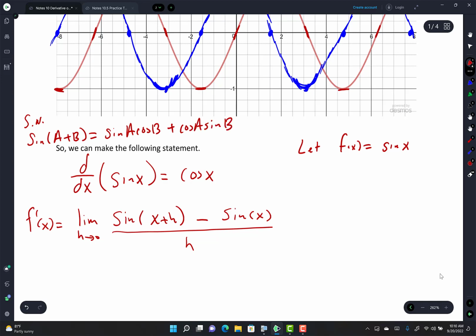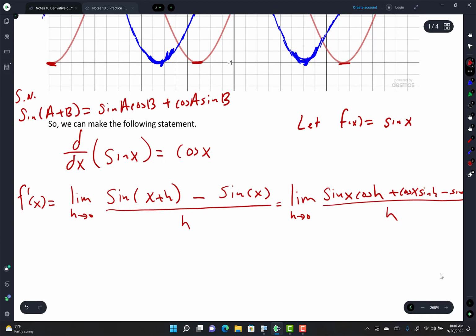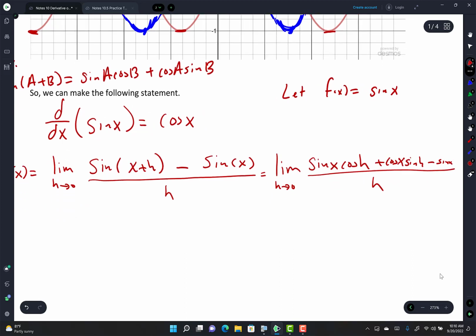So I'm going to replace that sine of x plus h with that. So here we go. Do I fit? Let me see. I think I do. Limit as h approaches 0, and I'm going to write sine x cosine h plus cosine x sine h minus sine x all over h. I barely fit in there, but I'm in there. I'm going to move this to the side there, guys. So it's going to look like this.